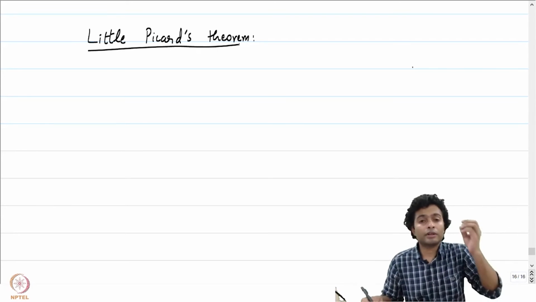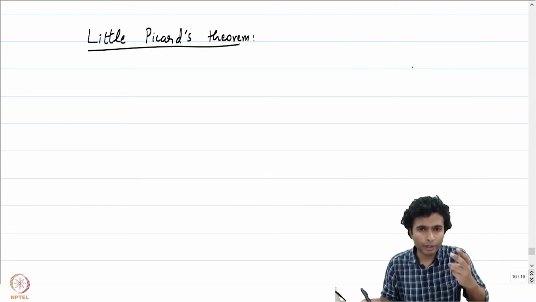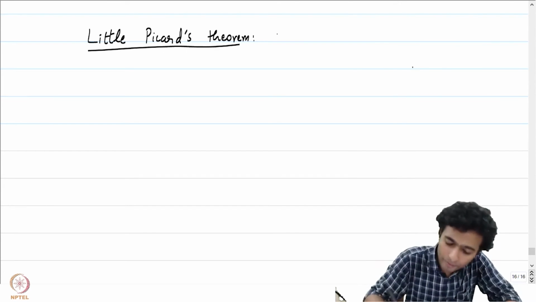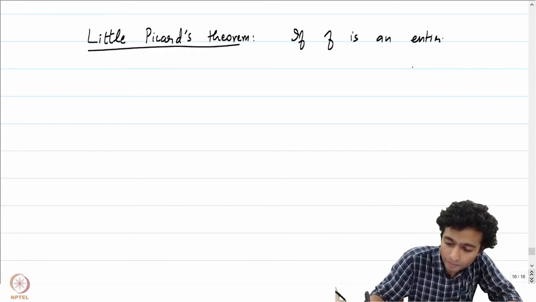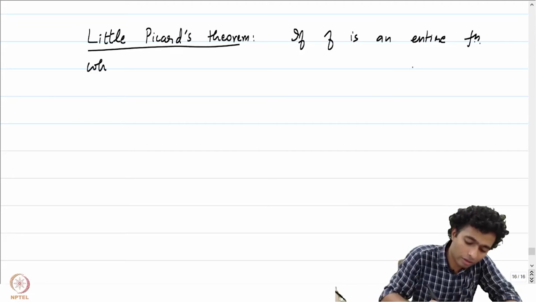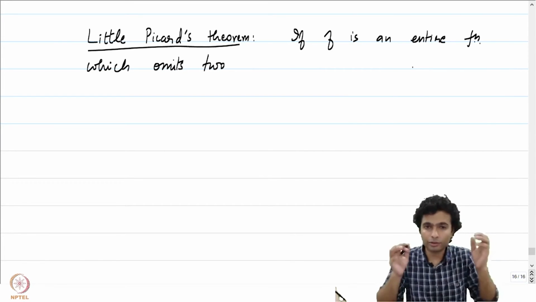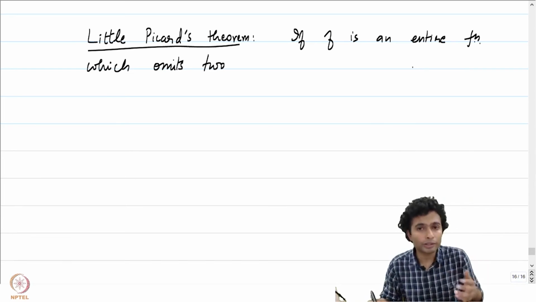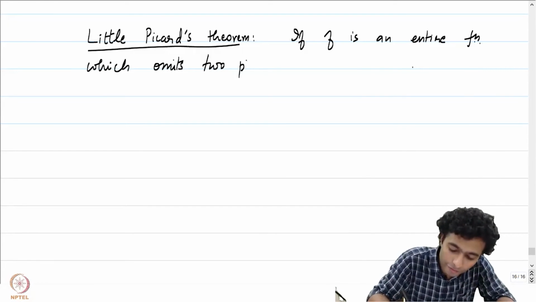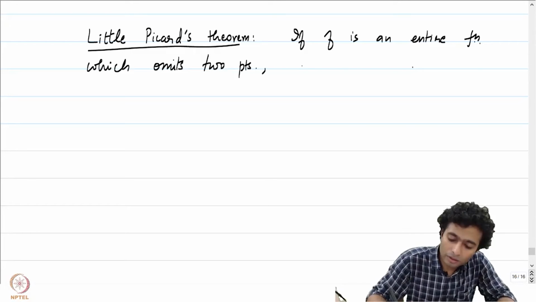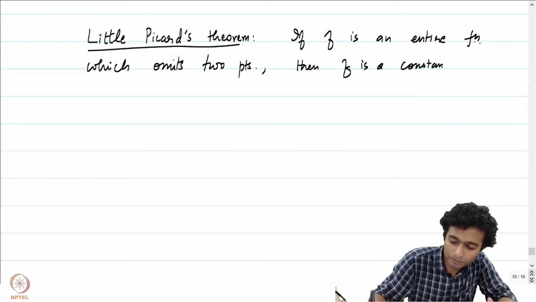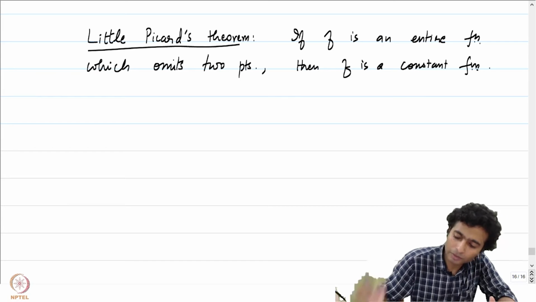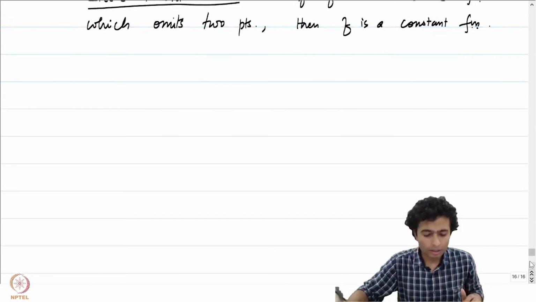If f is an entire function which omits 2 points, then f is necessarily a constant. That means there exist at least 2 points which do not belong to the image of f, then f is a constant function. Let us give a proof of this.